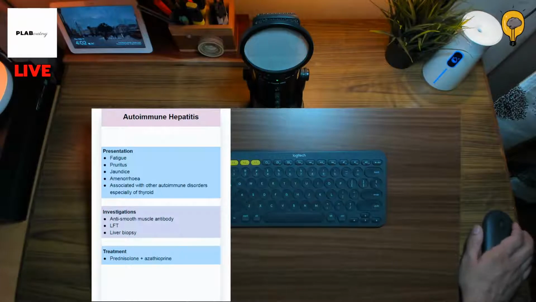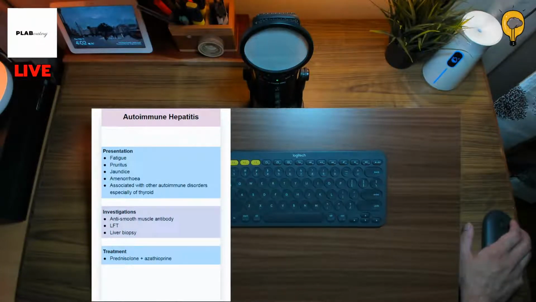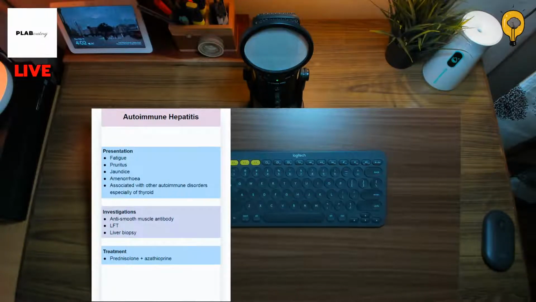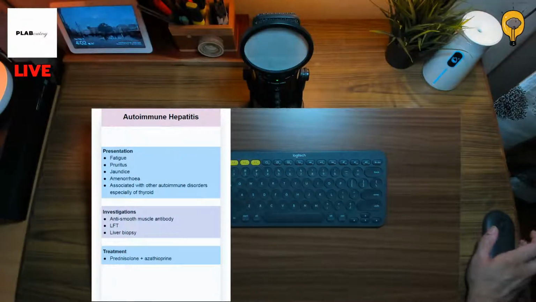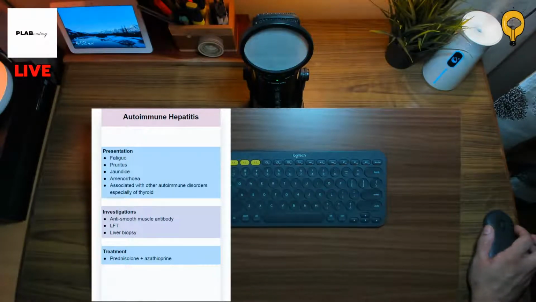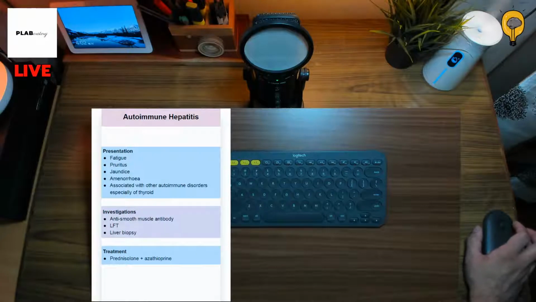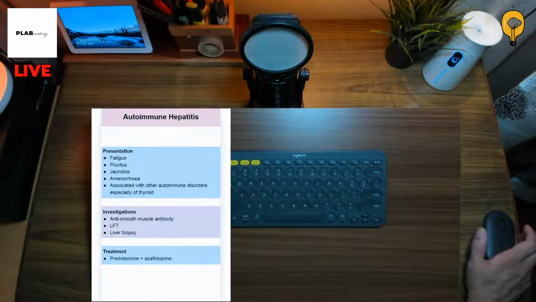Then in the icteric phase, we will see dark urine, pale stool, jaundice, and abdominal pain, and we will see tender hepatosplenomegaly. In hepatitis A, we will see tender hepatosplenomegaly.